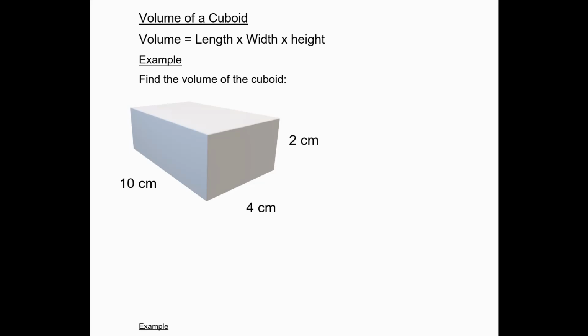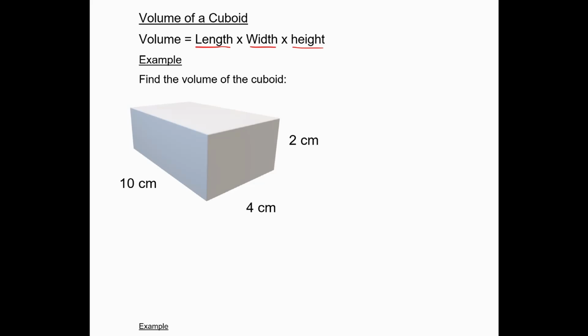The volume of a shape is the amount of water or the amount of gas that the shape could hold if you poured it into the shape as a container. To find the volume of a cuboid, we need to do length of the cuboid times width of the cuboid times the height of the cuboid. It doesn't matter which order you do this in, but you do need to do that to work out the volume.